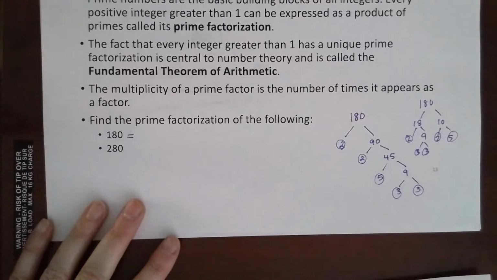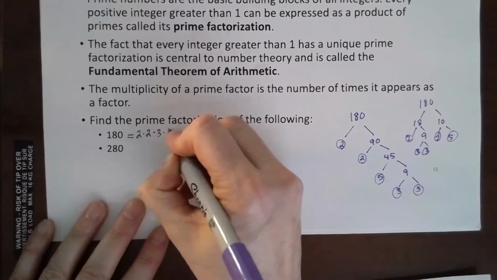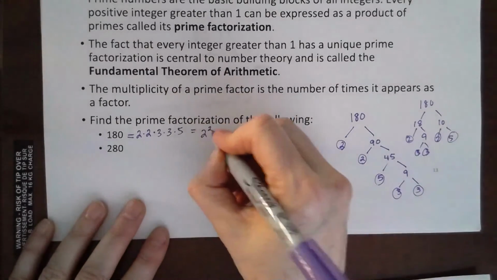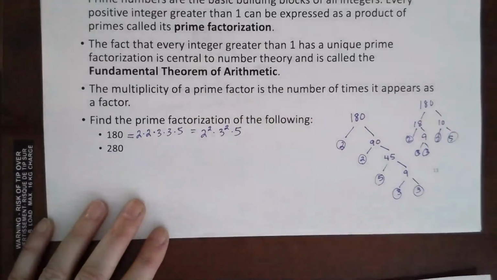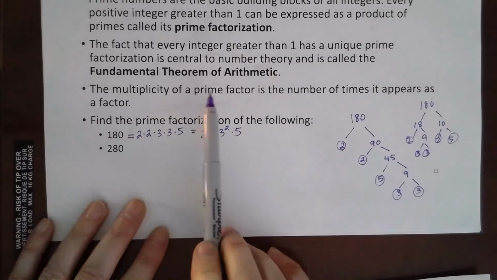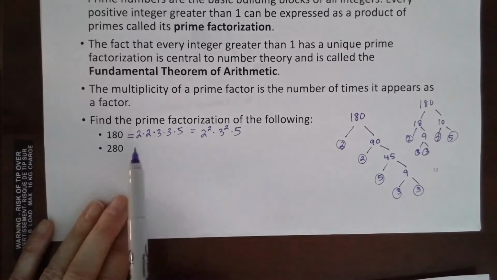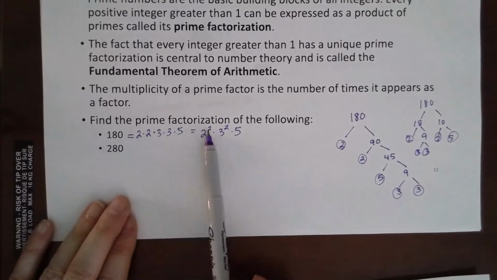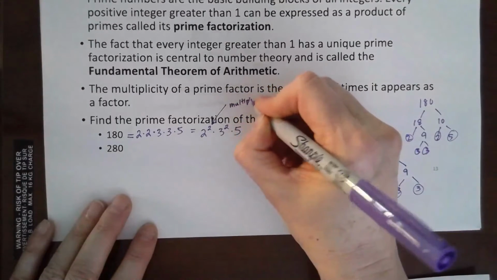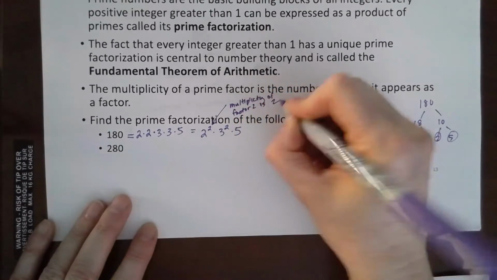In the end we get 2 times 2 times 3 times 3 times 5, but you probably don't write it like that, right? You probably write it as 2 squared times 3 squared times 5. The idea of multiplicity is how many times a prime number shows up. If I write it all out the way I did when I was a little kid, I see that 2 appeared twice, or here I see it as an exponent. So the multiplicity of the factor 2 is 2.